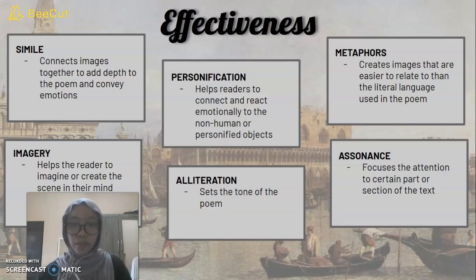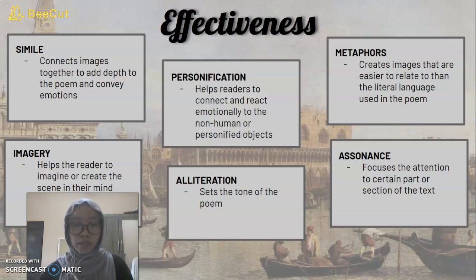Alliteration creates rhythm and mood of this poem as well as the tone. For example, crowd and cries. It emphasizes the respect the crowd has for the leader, that they would cheer for him with their cries rocking the wall. Next and the last element is assonance.